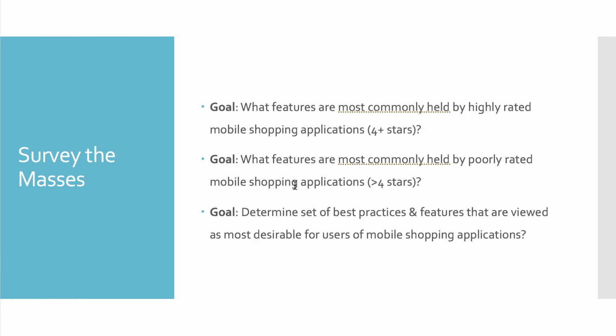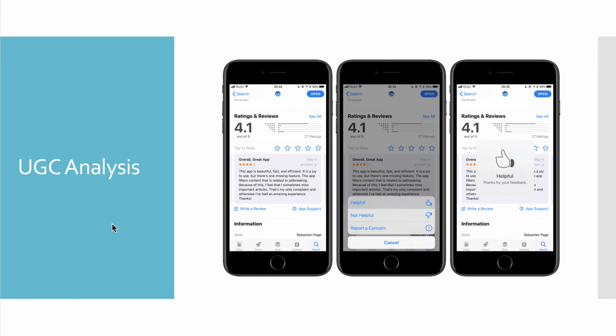So for the survey, my goal will be to determine what features are most commonly held by highly rated mobile shopping apps, what features are most commonly held by poorly rated mobile shopping apps, and eventually, as I said, to determine a set of best practices and features that are viewed as most desirable for users when determining what mobile shopping app to use. And here I just have an example of the type of feedback I'll be analyzing. User-generated content is essentially just content or feedback that users have posted about using applications, just sharing their opinions really about having used them.